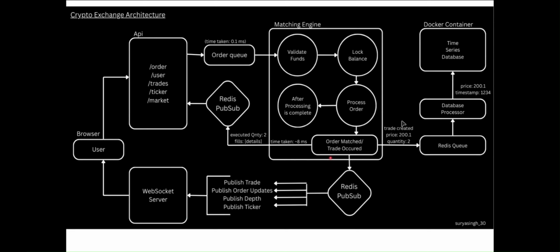And finally, once the trade is matched, instead of directly writing it to the database, we offload it to a Redis queue, like what trade is created, what is the price, and what the quantity. And we have a separate database processor which picks this up and stores it in a time series database which is running in a Docker container. It can be a simple Postgres database.